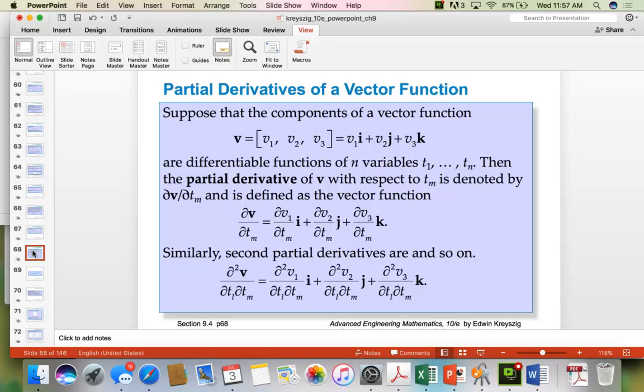So suppose we have the components of a vector, v1, v2, and v3, as shown here. And let's say they're differentiable functions of n variables, t1 to tn. Then the partial derivative of v with respect to tm is notated as follows. We take the partial of v1, the partial of v2, the partial of v3. And the same holds for the second derivatives and so on. So this is just saying that in addition to the derivative applying independently to each component, a partial derivative would apply independently to each component as well.